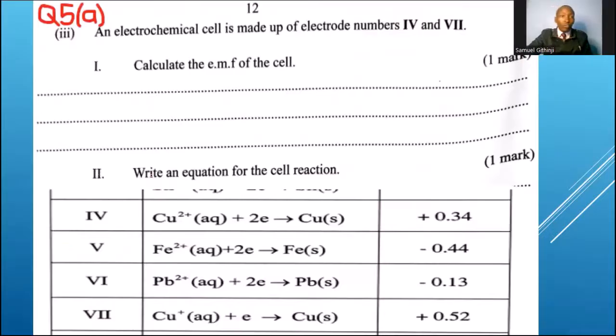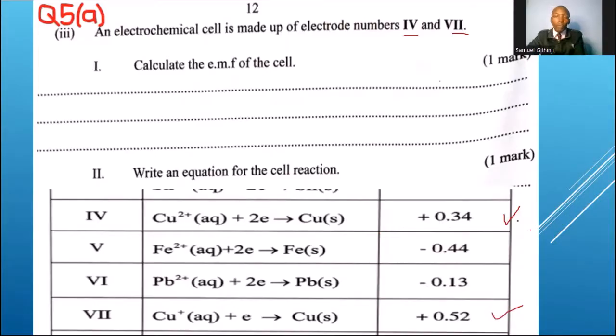I move on to question 5A, Roman 3. An electrochemical cell is made up of the 4th one and the 7th. Calculate the EMF of that. Then you write the equation for that. I've selected that. You can see this is copper 2 ions becoming copper metal. 7, it is copper 1 ion becoming copper metal.